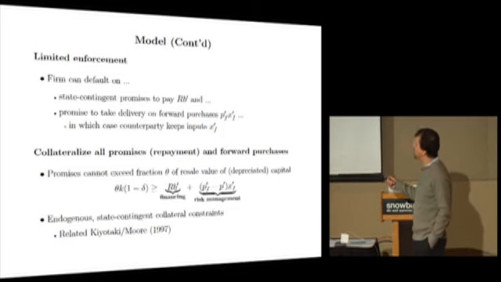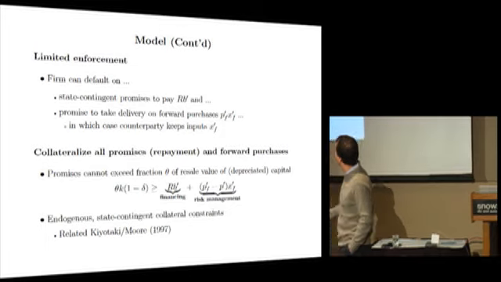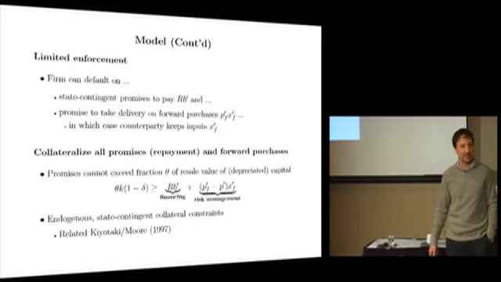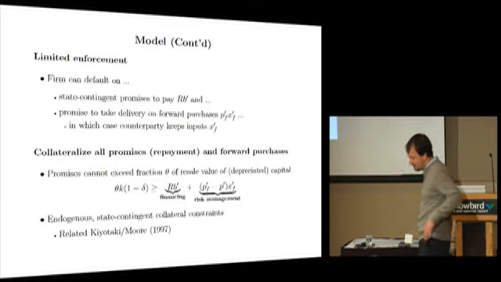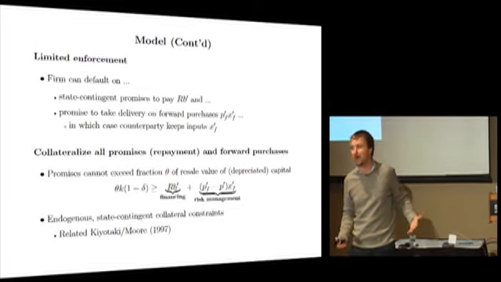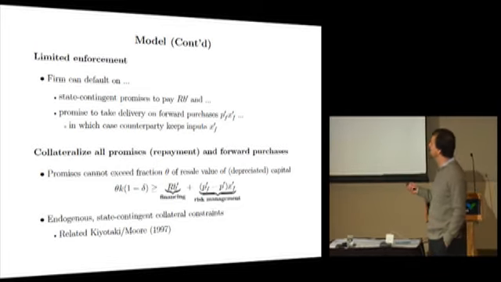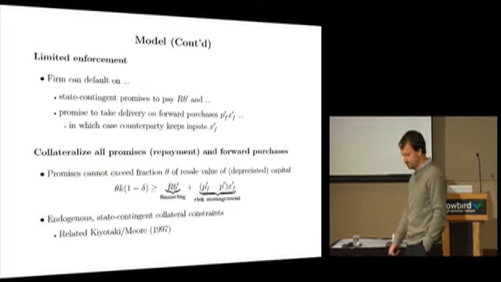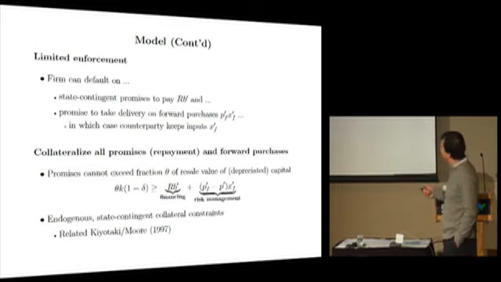Now, the good news for the counterparty is that if the firm defaults, then at least you don't have to ship them the 1 million gallons of fuel. Now, when the firm defaults, it can abscond with all cash flows and fraction 1 minus theta of capital. We show then that this means that all promises need to be collateralized, both promises for repayment of financiers as well as for forward purchases.